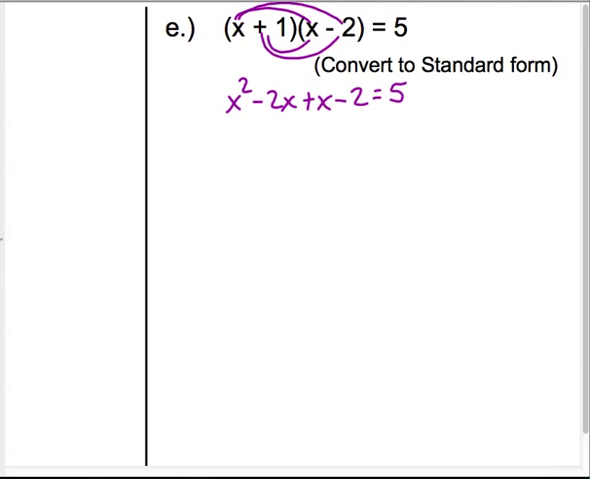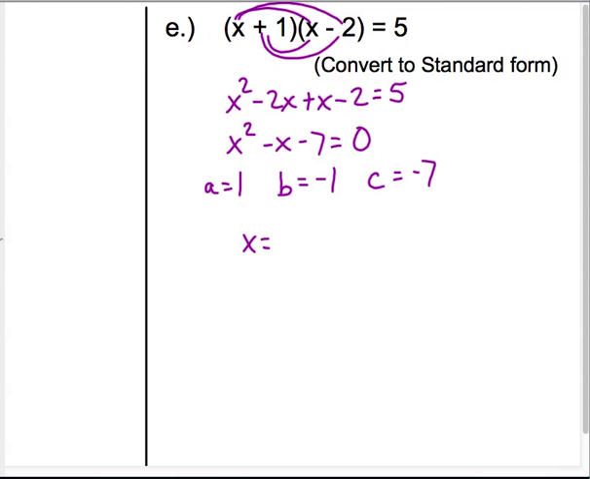Now to get this into standard form, I have to have it equal to 0 before I can use the quadratic formula. So I'm going to simplify my like terms. Negative 2x plus x is negative x. And then negative 2 minus 5 is negative 7 when I subtract that to set it equal to 0. So this time my a is 1, the coefficient of x squared. The coefficient of x is negative 1, and our constant is negative 7.